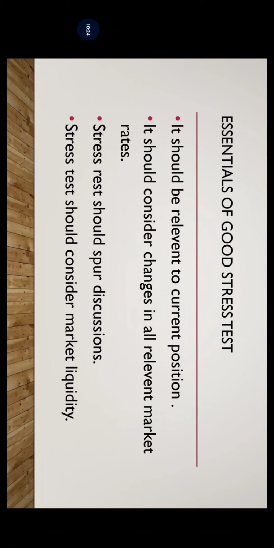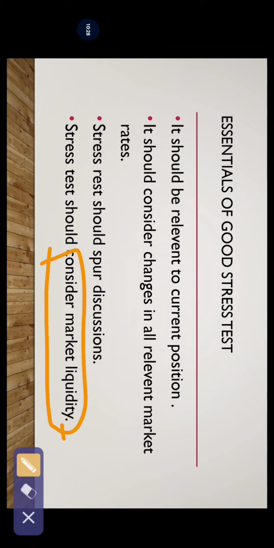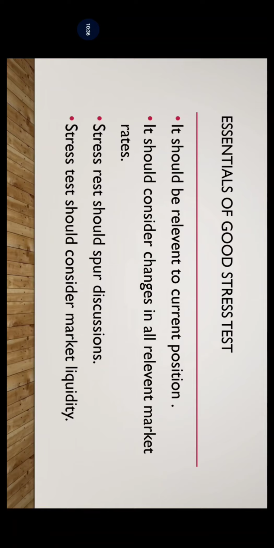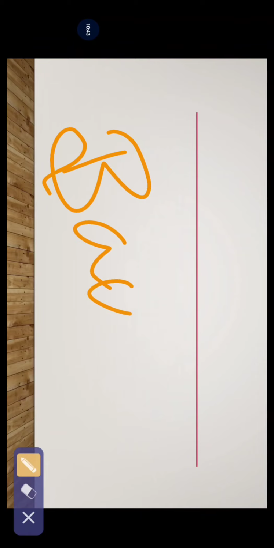Last, it should consider market liquidity. That is linked with the first point, that it should consider the current market situation, market liquidity. So that's it about stress testing. The next topic is back testing.